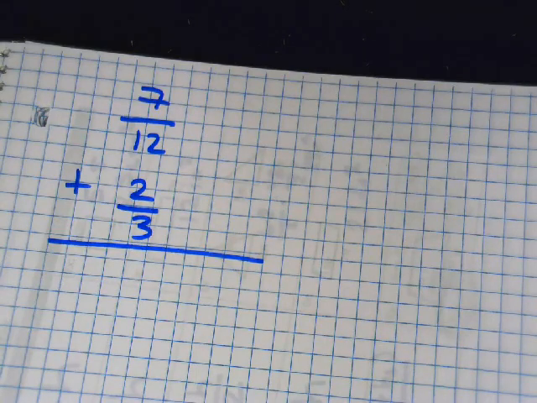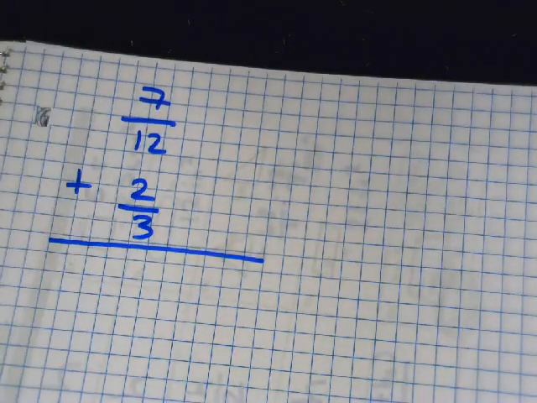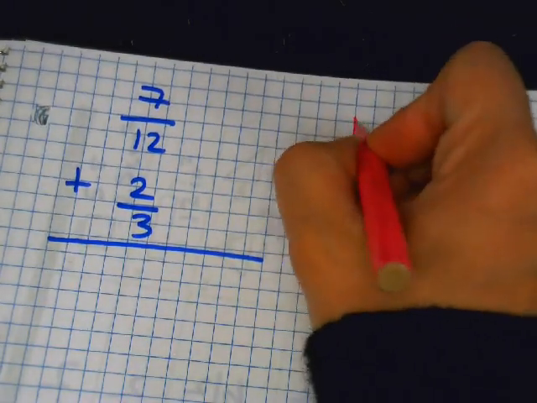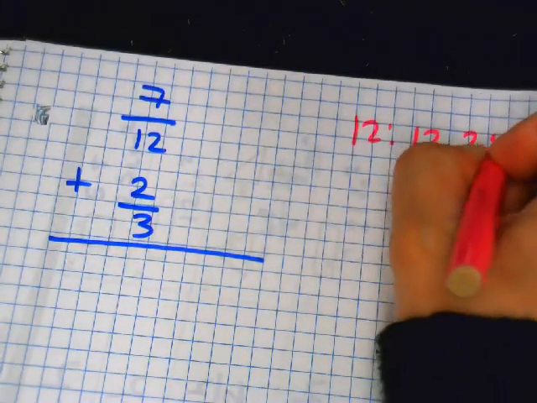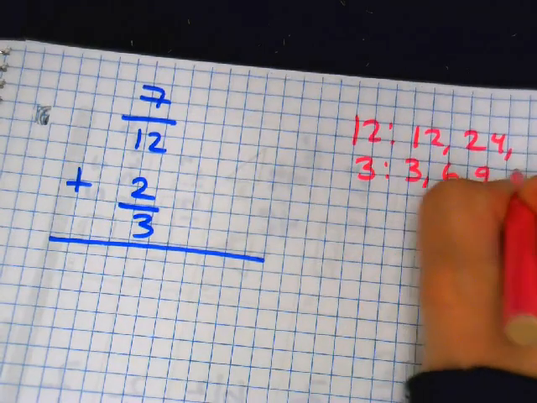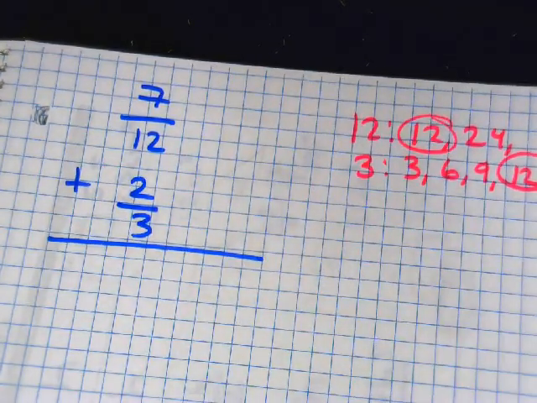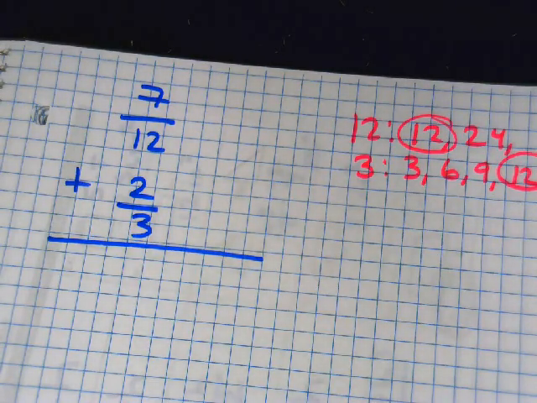Ben, what's our common denominator? 12. Good. So sometimes it's one of these numbers. In this case, it would be 12. If I do 12, 24, and 3, 6, 9, 12, I can stop right there. They have 12 in common. They also have 24 in common, but I don't want to use a bigger number. I want to stick to my smallest number possible, your least common multiple, or least common denominator.